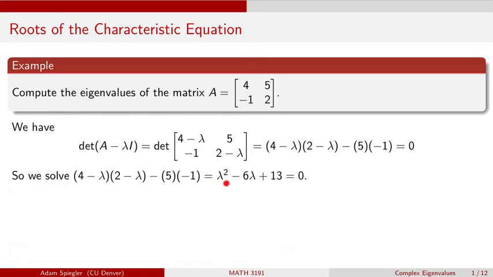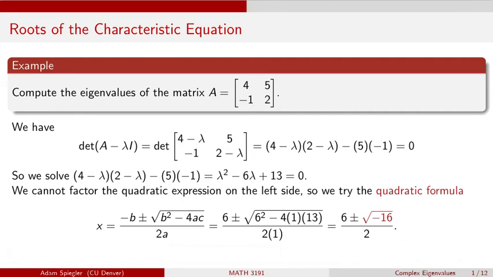Any values of lambda that satisfy this equation are going to be eigenvalues for matrix A. So we can try to factor this. However, we are not going to get very far in the factoring process. This does not factor. So instead, we try the quadratic formula, which I've written down below: x is equal to minus b plus or minus the square root of the quantity b squared minus 4ac, all divided by 2a.